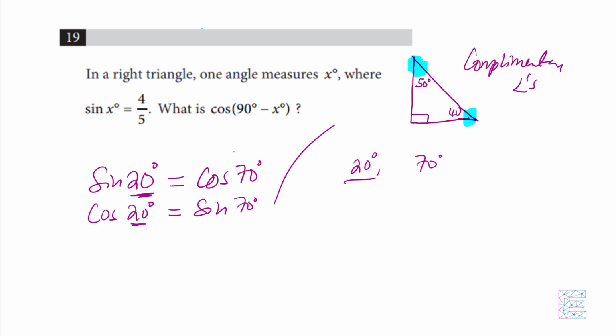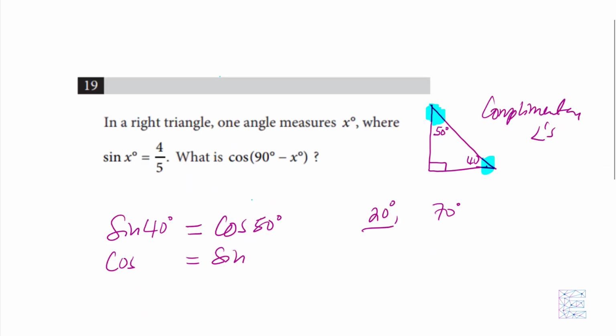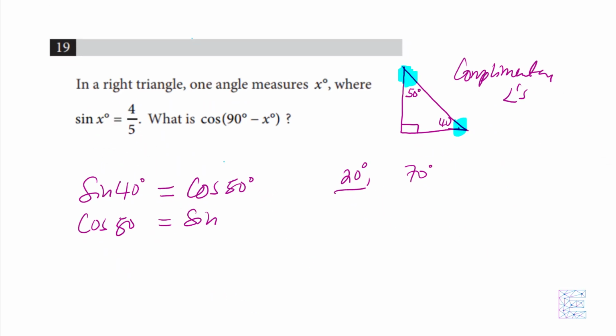For the triangle, we used 40 and 50. It works the same for those also. So the sine of 40 degrees would have to equal the cosine of 50 degrees because they're complements. The cosine of 50 degrees would have to be equal to the sine of 40 degrees because those are complements. So any complements will work.